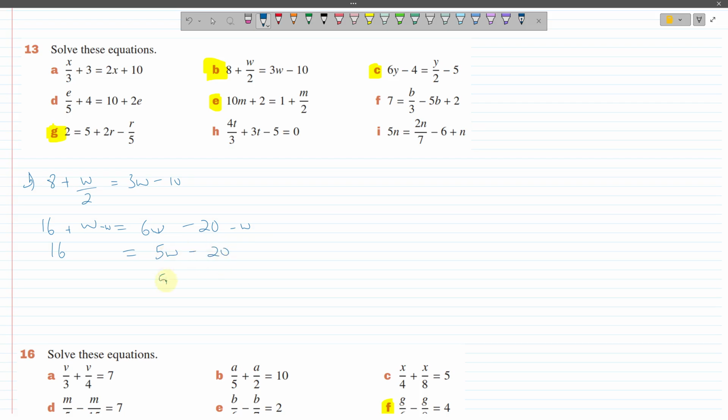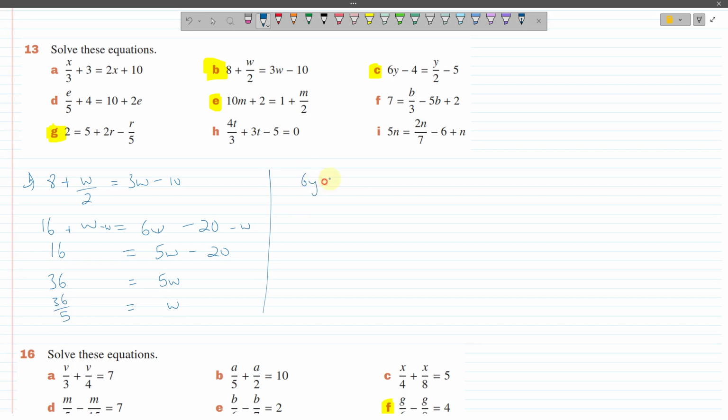Add 20 to both sides. 5W is equal to 16 plus 20, which gives you 36. Divide both sides by 5. W is equal to 36 over 5. Okay, move on to the next one.